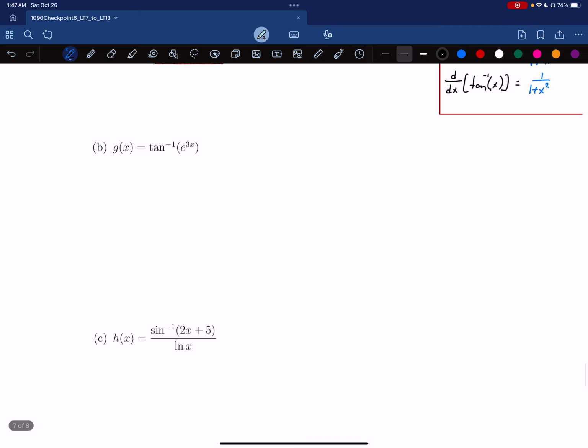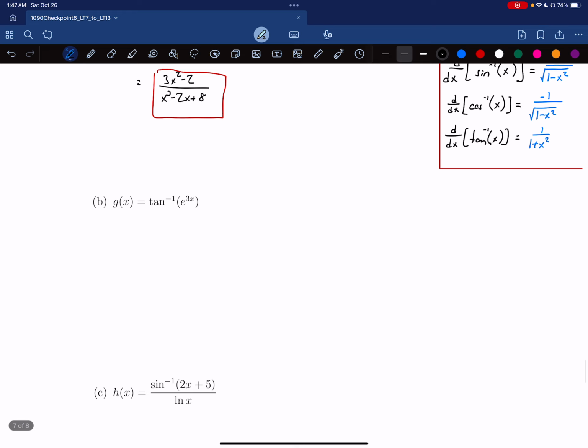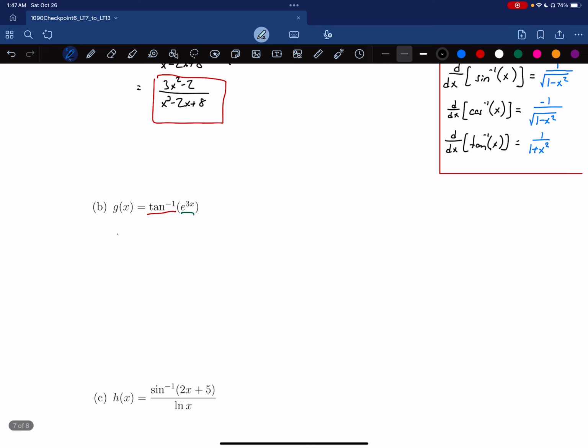Let's go on to number 2. I have g of x is the inverse tangent of e to the 3x. So once again, I have some outer function and some inner function. So I'm thinking chain rule again. So let's start out by taking the derivative of the outer function, which in this case, since we have inverse tangent, I will have 1 over 1 plus what's inside that inverse tangent, e to the 3x squared.